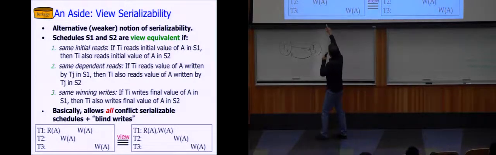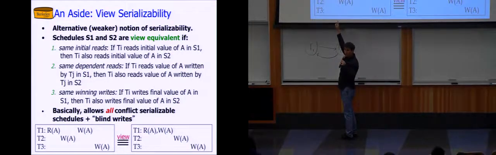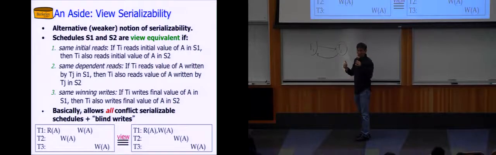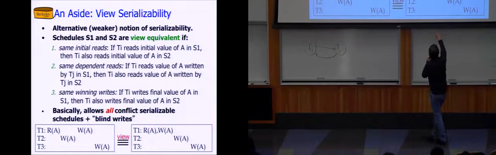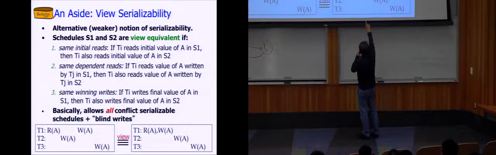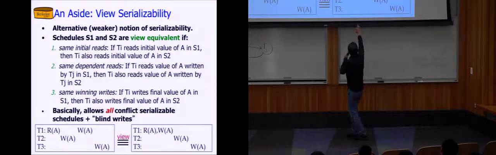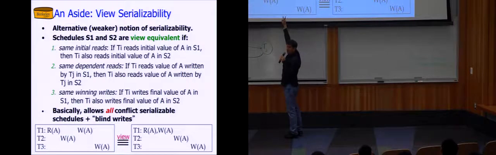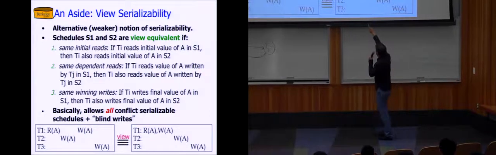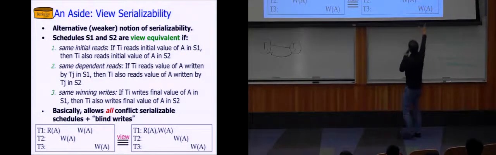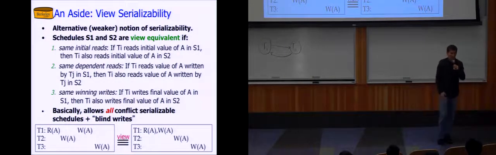Okay, let's see. T1 read the clean value of A, right? So we've got to make sure that in the next schedule, T1 also reads the clean value of A. And T3 is the winner on the write of A. So we've got to make sure that's true also. So let's look over here. T1 reads A and writes A, and then T2 writes A, and T3 writes A. All right, clearly these are not conflict equivalent because we swapped two writes on the same object from two different transactions. All right? But in this case, the reads are the same, and the winning write is the same. T3 wins in both cases. Doesn't matter what order the writes of T1 and T2 happened in. Doesn't affect anybody.